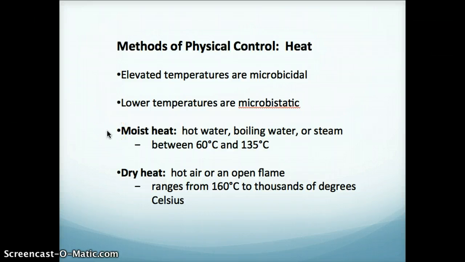There are 2 different ways that we can use this physical control of heat. The first is moist heat. So that would have steam or hot water, boiling water involved. And this is much more efficient than dry heat. Then we have dry heat as the other one, which is hot air or an open flame. And these actually are higher temperatures that we're looking at.